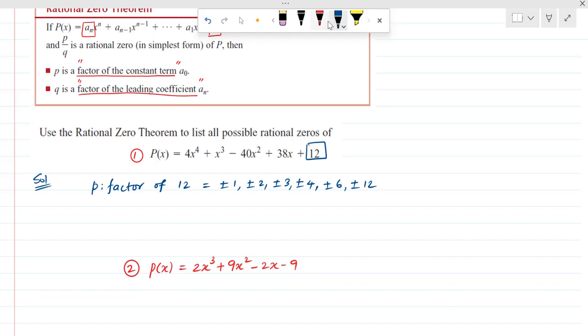Now coming to the next one, which is q. What is q? It is the factor of the leading coefficient. The leading coefficient here is 4. So the possible values are 1, 2, and 4. Now I write all the possible rational zeros.